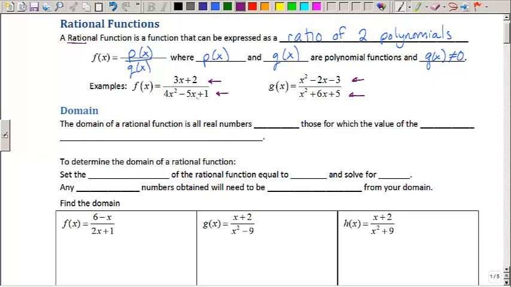Our goal today is to be able to identify the characteristics of these functions and also be able to graph them. So first, let's look at the domain. We've actually already talked about the domain of a rational function before, so this part might be a bit of a review, but it's important to cover it right before we graph. The domain of a rational function is all real numbers except those for which the value of the denominator is equal to 0.